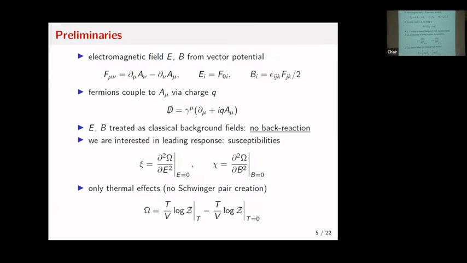And then what I'm actually going to discuss is the leading response of the system to these electric and magnetic fields. They are the susceptibilities. And I'm always just looking at thermal effects. So this omega is the free energy, the temperature dependent part of the free energy of the system. This actually means that there is no Schwinger effect in this discussion, because that drops out from this difference.